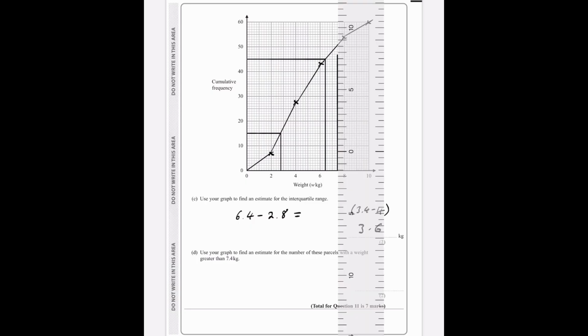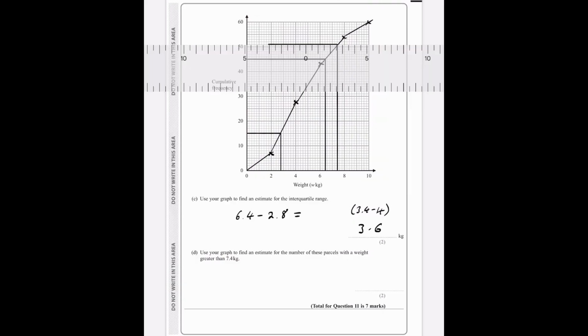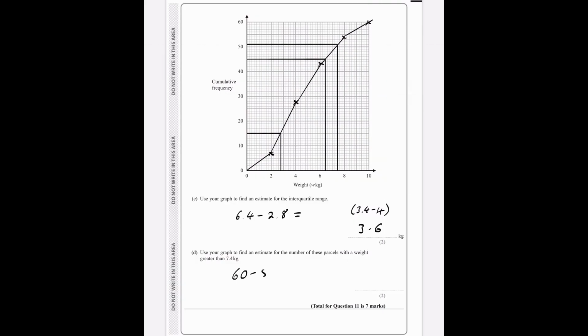For D, drawing the line up at 7.4 and going across, reads 51, so 51 to 60, we'll subtract 51 from 60, giving us 9. Within that range, anything between 7 and 10 is acceptable according to the mark scheme.